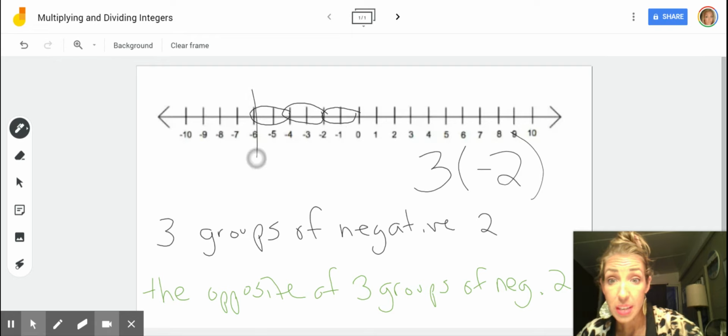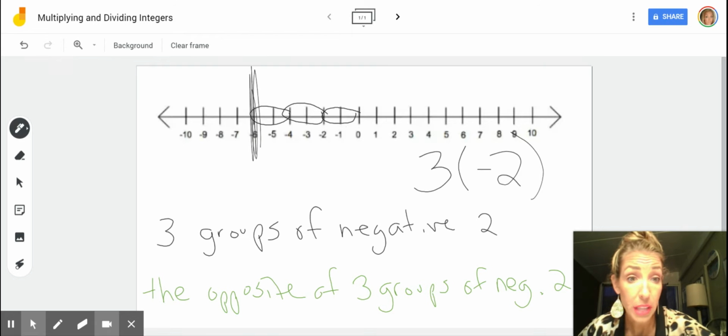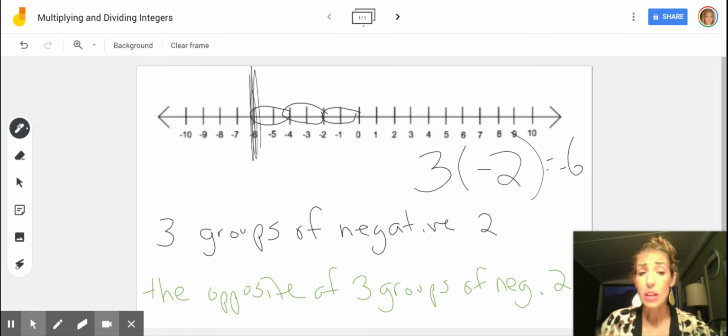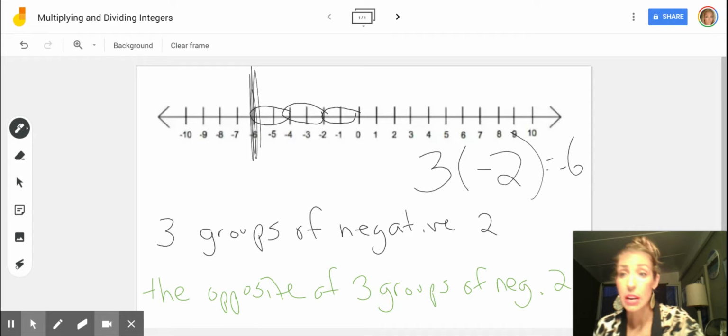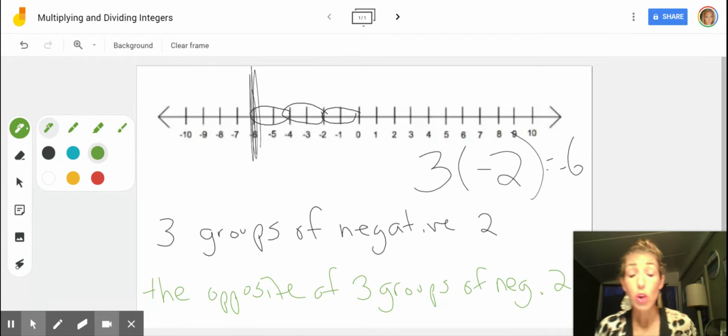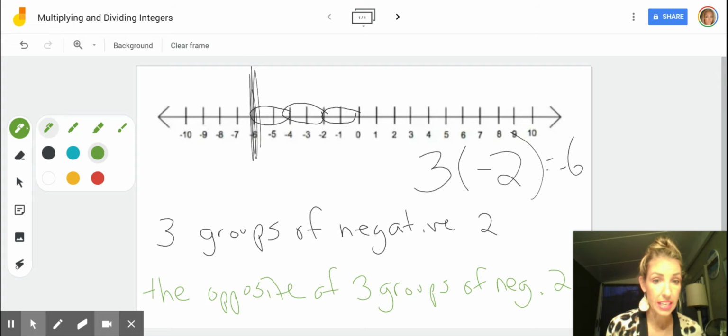So where did I end up? I ended up at -6. So 3 multiplied by -2 is -6. Now let's look at the green expression that I wrote on the bottom. Here I wrote the opposite of 3 groups of -2.